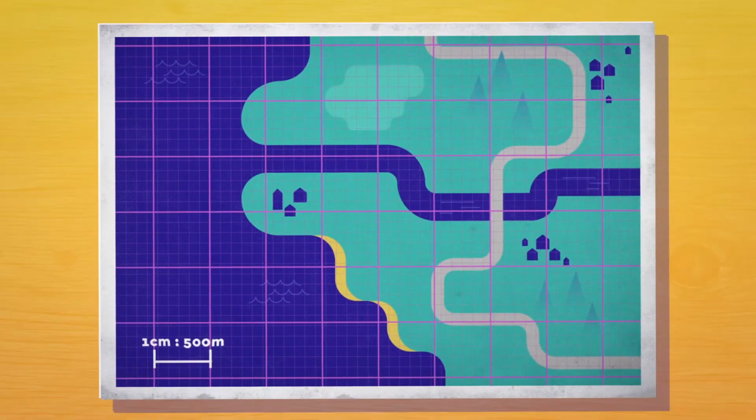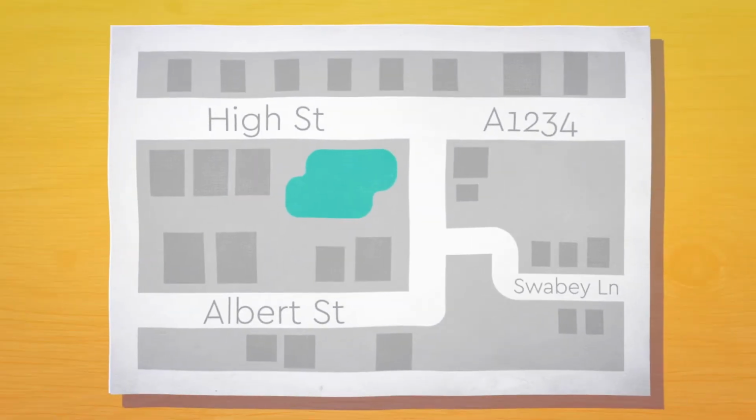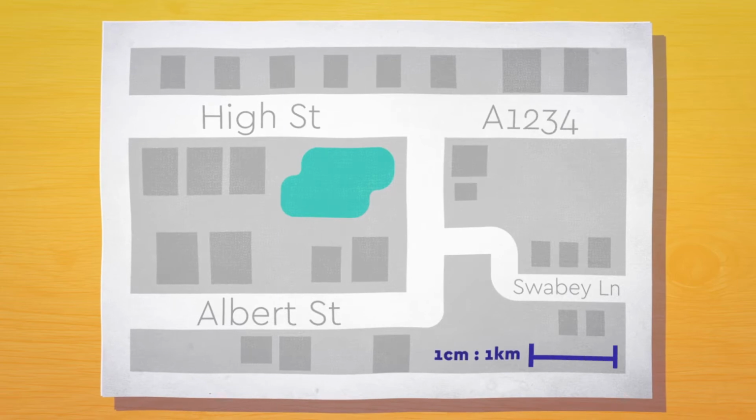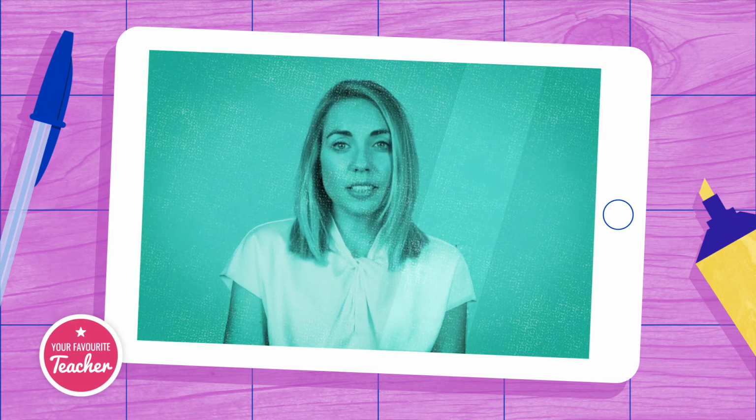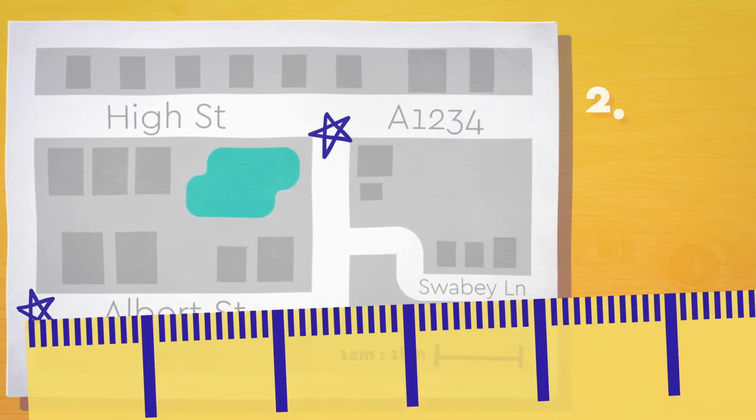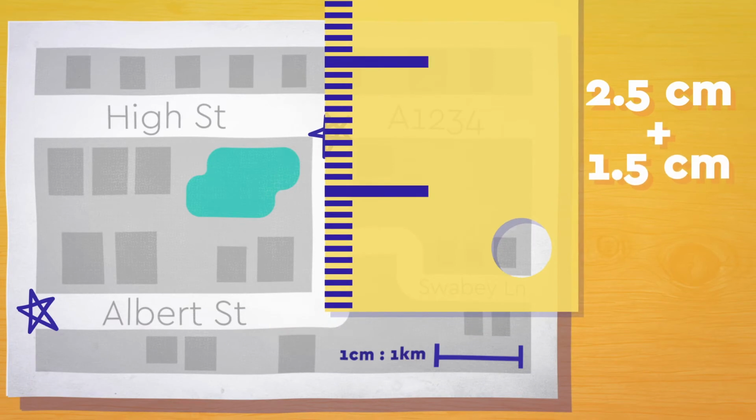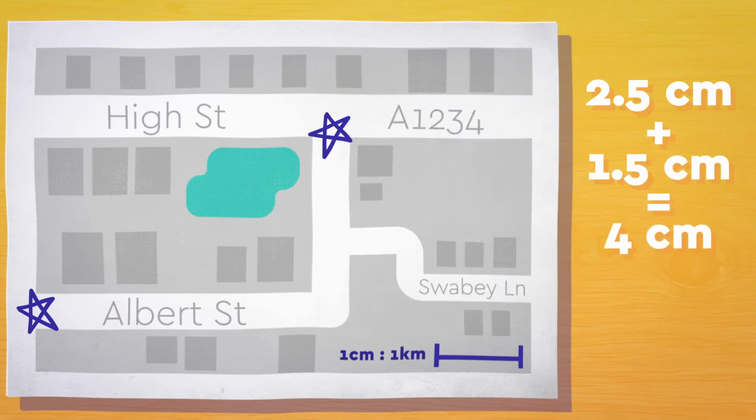Let's go back to our original example, but zoomed in so we can see more detail. Here's the scale. We can use our ruler to measure the distance between each end of Albert Street. You might be asked to calculate distances which aren't straight lines, like this one. Just measure each straight section, then add them together. In this example, that's 2.5 centimetres plus 1.5 centimetres, or 4 centimetres, and that's 4 kilometres.